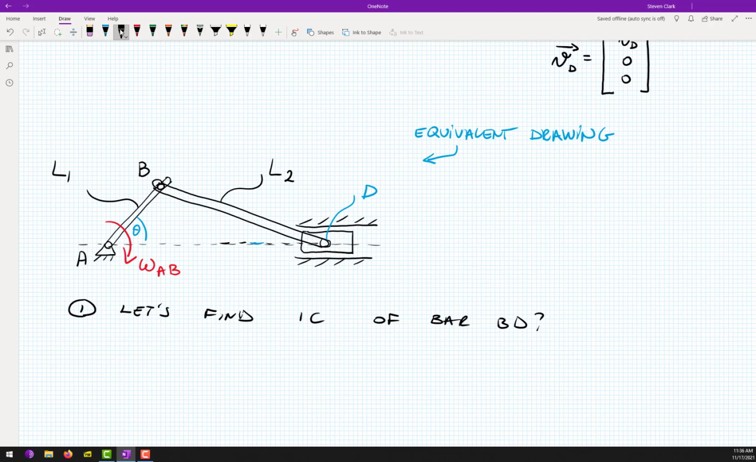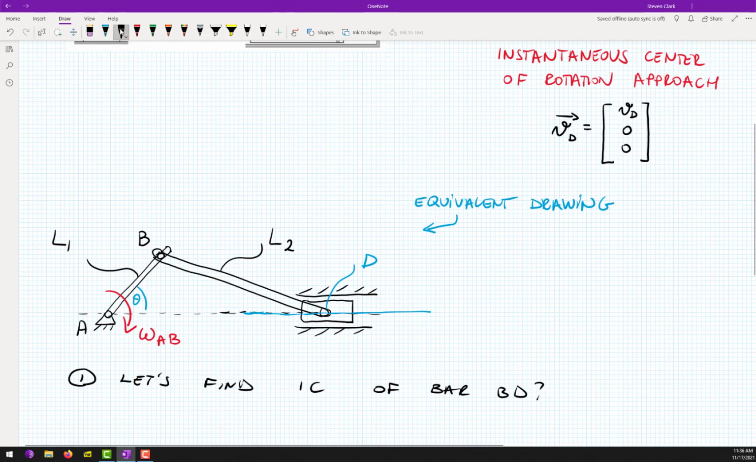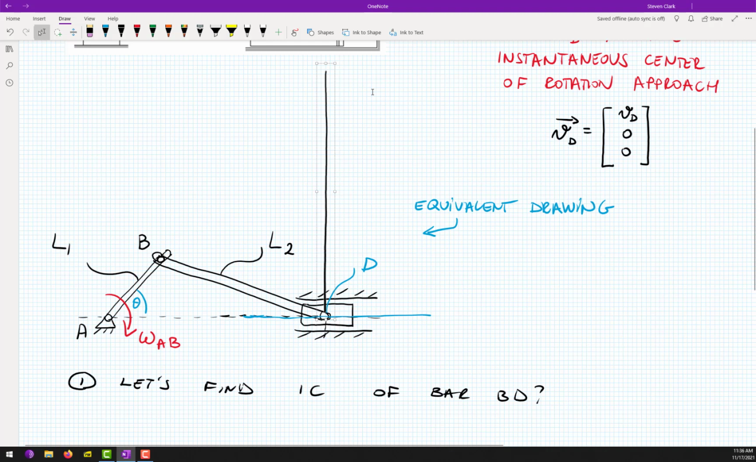So I'm going to go for the easy one, point D, because clearly point D must move along this line. So I'm just going to draw this horizontal line here. For sure, our IC, the instantaneous center of rotation of bar BD, will lie somewhere on that line. So anybody want to help me? How to find another line?